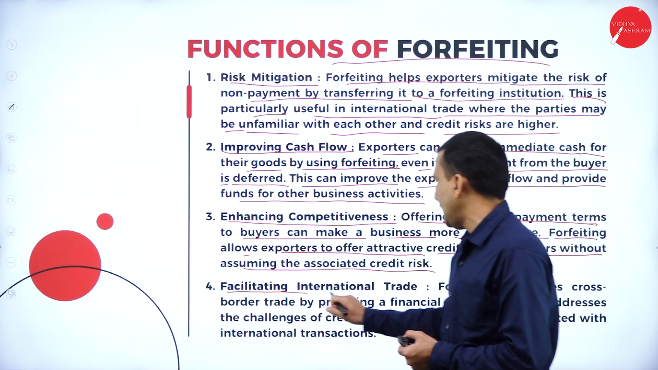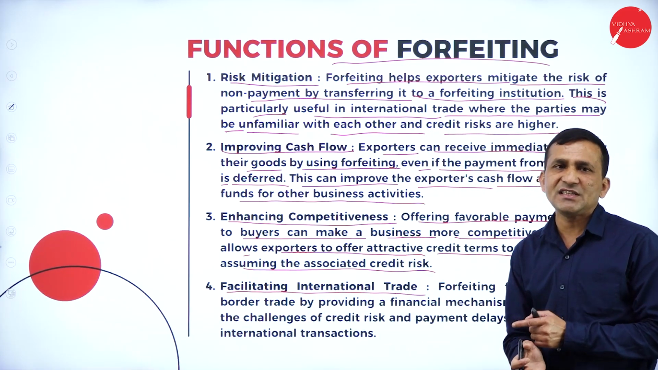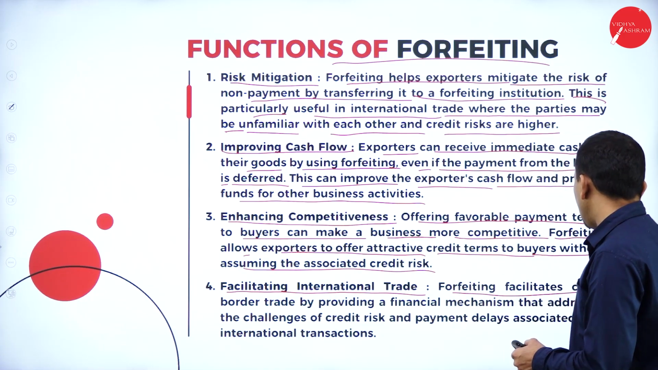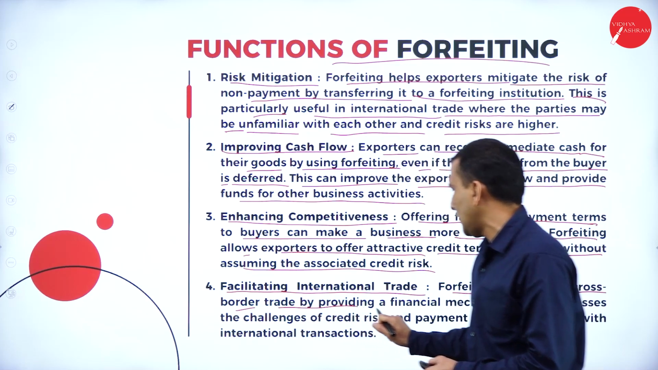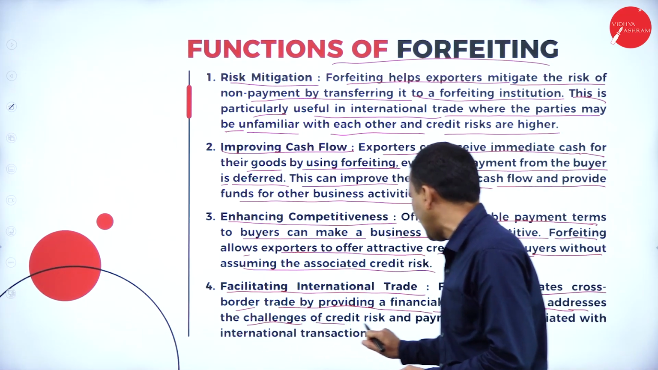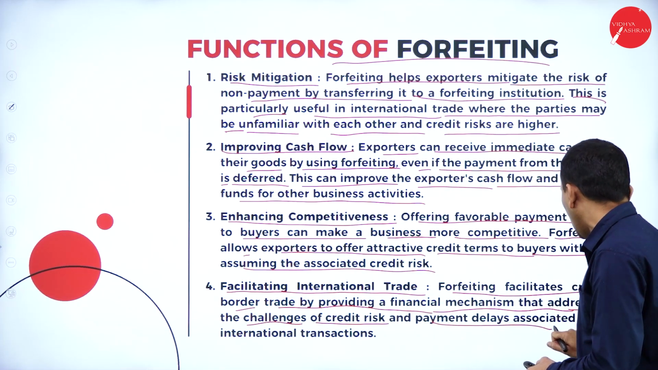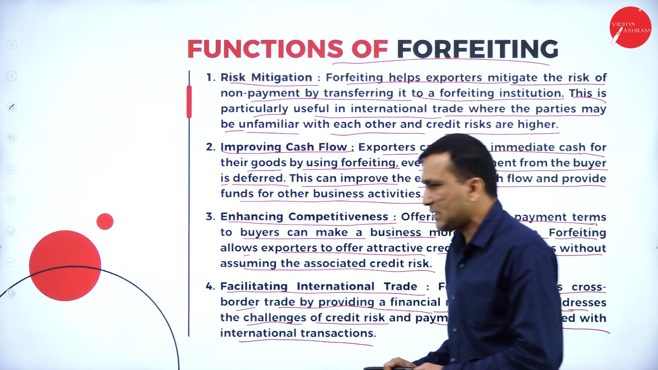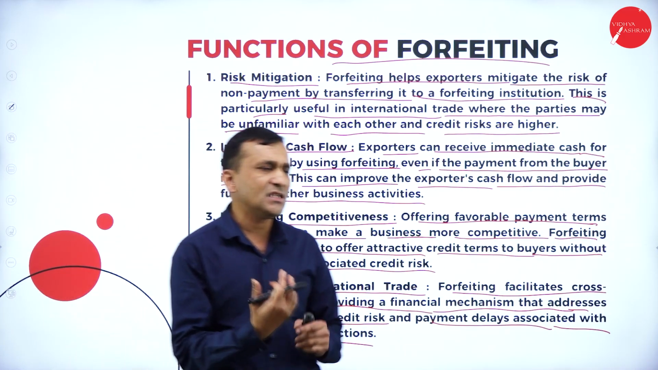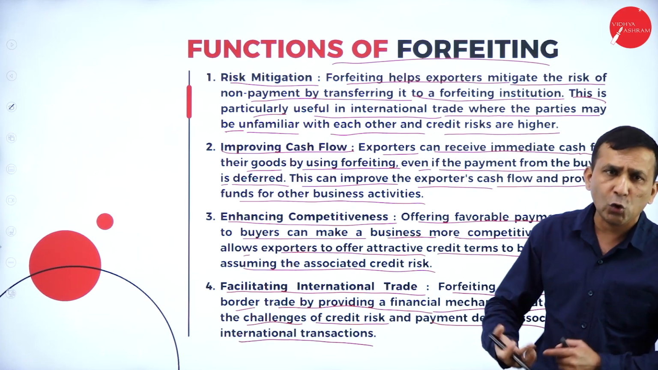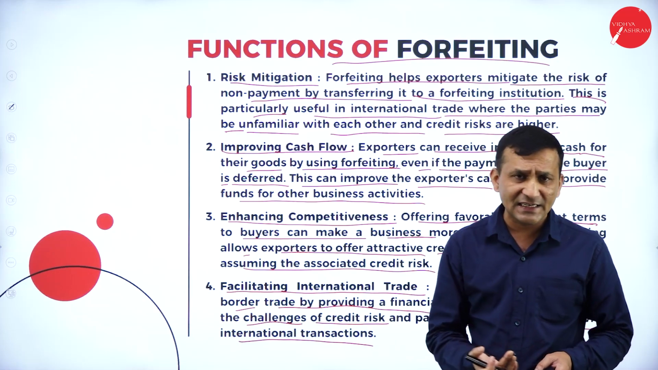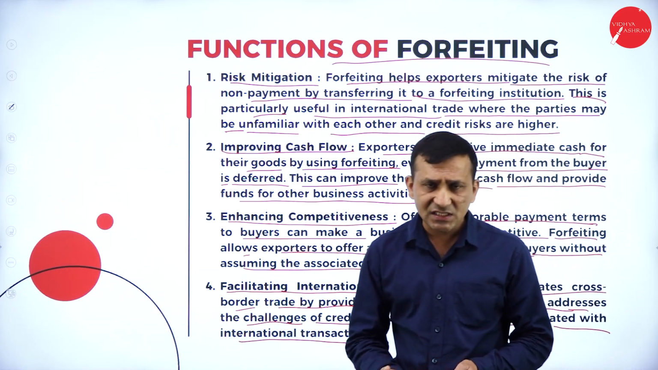Next, facilitating international trade. Forfeiting facilitates cross-border trade by providing a financial mechanism that addresses the challenge of credit risk and payment delay associated with international transactions, either importing or exporting. Obviously the credit transaction plays a major role, so when you are depending on credit transactions, you are committing to the risk.